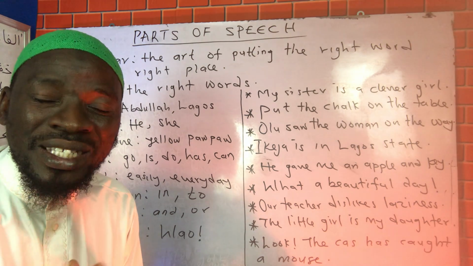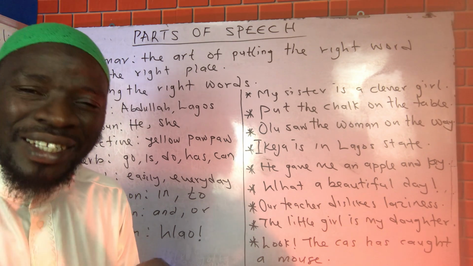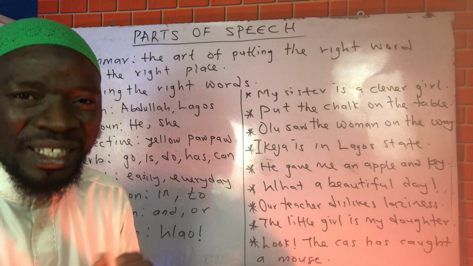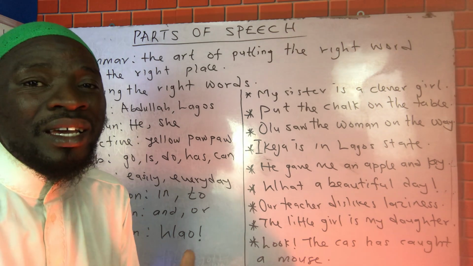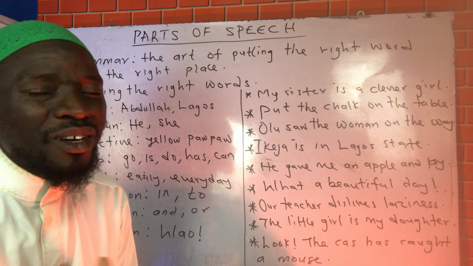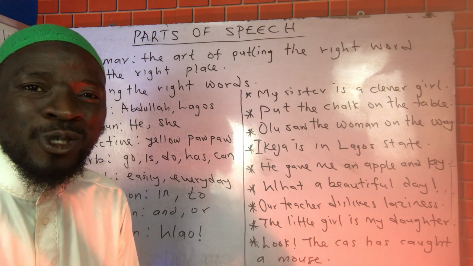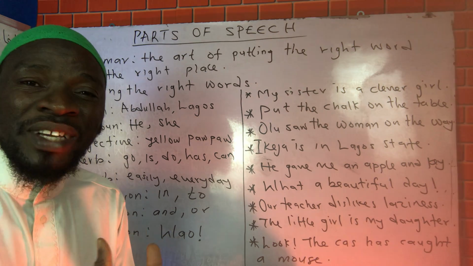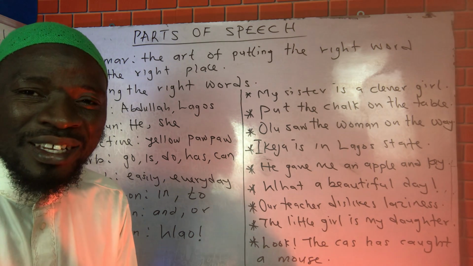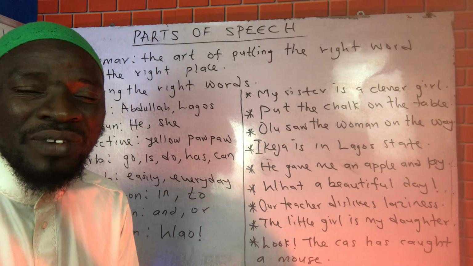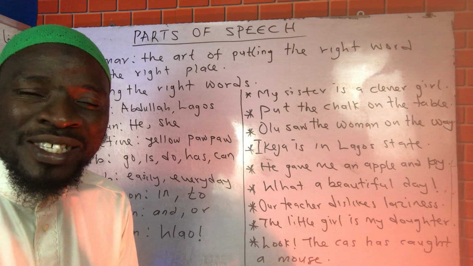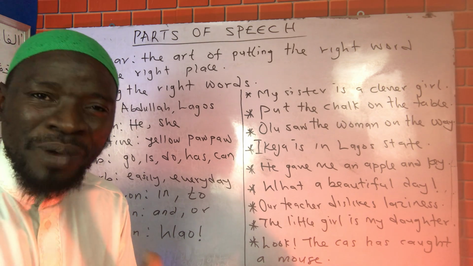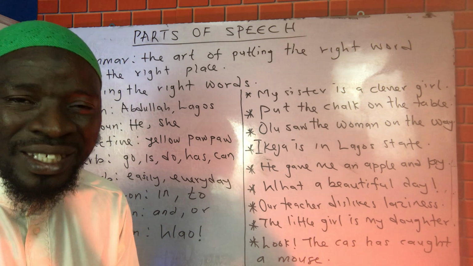Noun is the name of anything. So when we say anything, a thing can be a name of a person. When you say person, person is also a thing, as we have living and non-living things. So name of any person, animal, place, or thing, that is a noun.